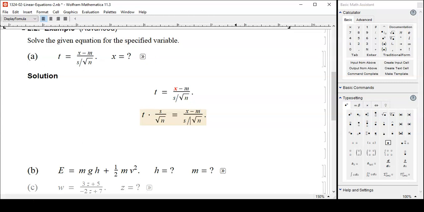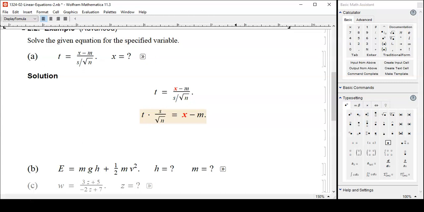And then I can have multiplication by s over square root of n, and that thing down here crosses each other out. And then I'm going to get only x minus m. So do you see this crossing? This one and that one? That always happens whenever you multiply out the denominator. Essentially, it flipped over to the other side as a multiplication.